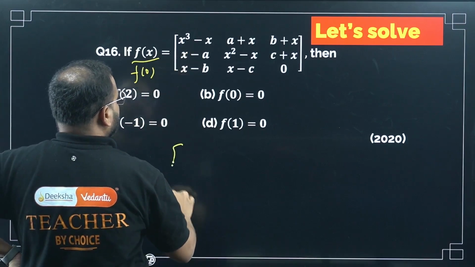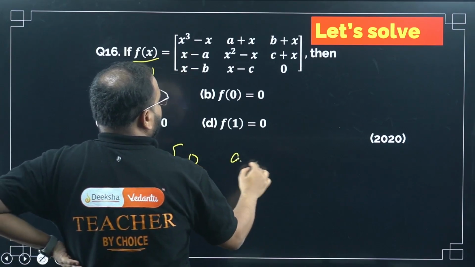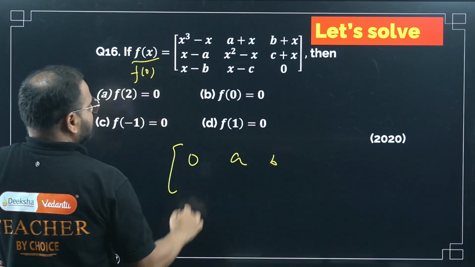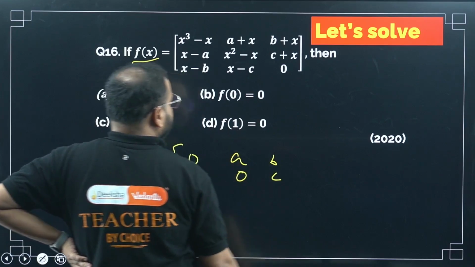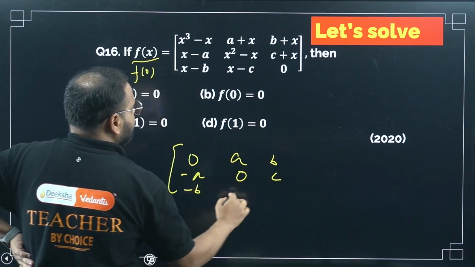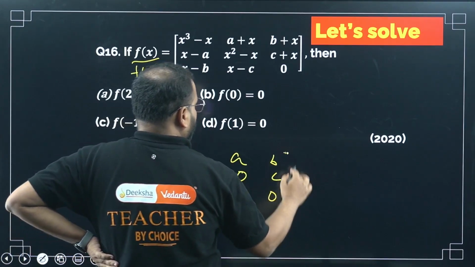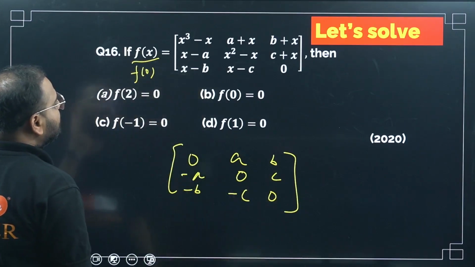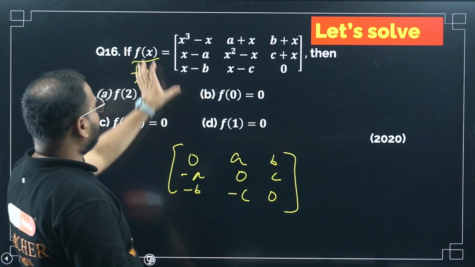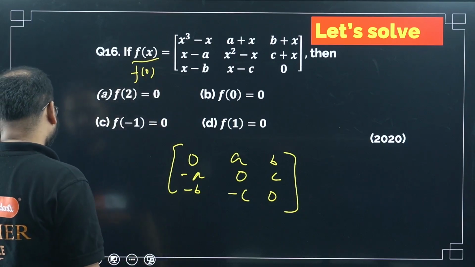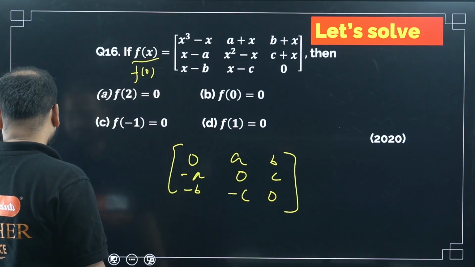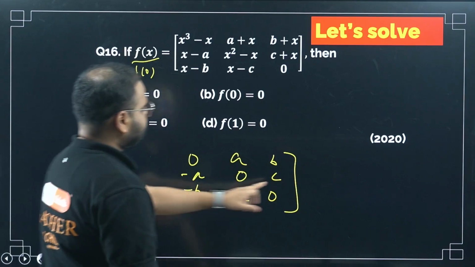What am I going to get, please check. This will be 0, this will be a, this will be b, this will be minus a, this will be 0, this will be c, this will be minus b, this will be minus c, this is 0. Correct? Find the determinant of this, because I have to find the value of this function at 0. So value means what? Determinant, right?